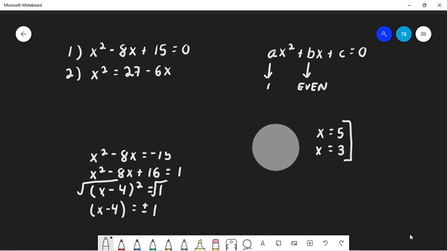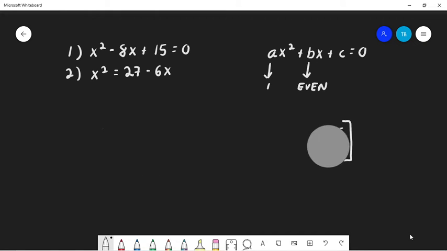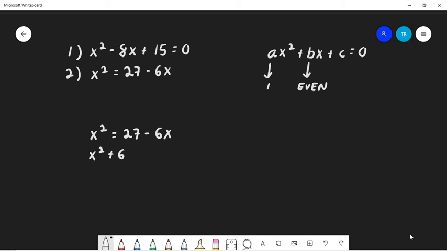Okay, we'll just do one more. Ready? So we'll do number 2 here. So we have x squared equals 27 minus 6x. Now remember, the first step would be to isolate for the constant term. So all we would have to do in order to make that happen here would just be to add 6x to both sides of the equation. So now we would have x squared plus 6x equals 27. So the constant's now by itself.